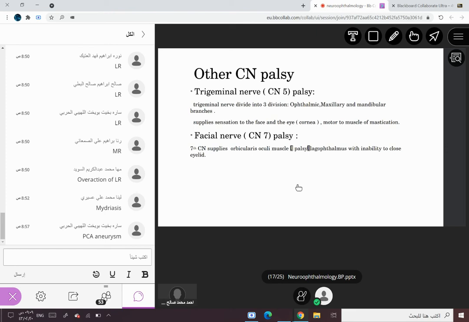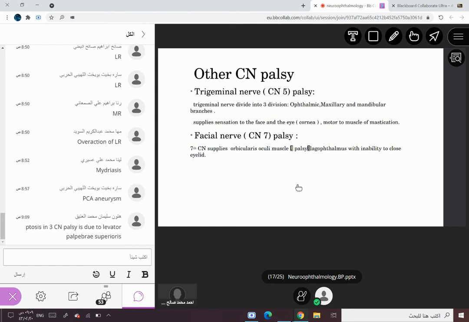Let's go to the other cranial nerve palsies, the trigeminal nerve and facial nerve. The trigeminal nerve is divided into three divisions: ophthalmic, maxillary, and mandibular. And the facial nerve, the seventh cranial nerve, supplies the orbicularis oculi muscle. If there is a palsy, there will be lagophthalmos with inability to close the eyelid.